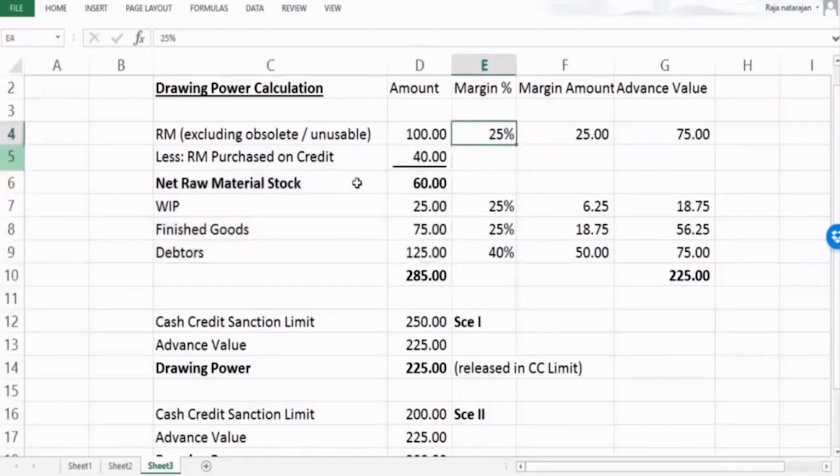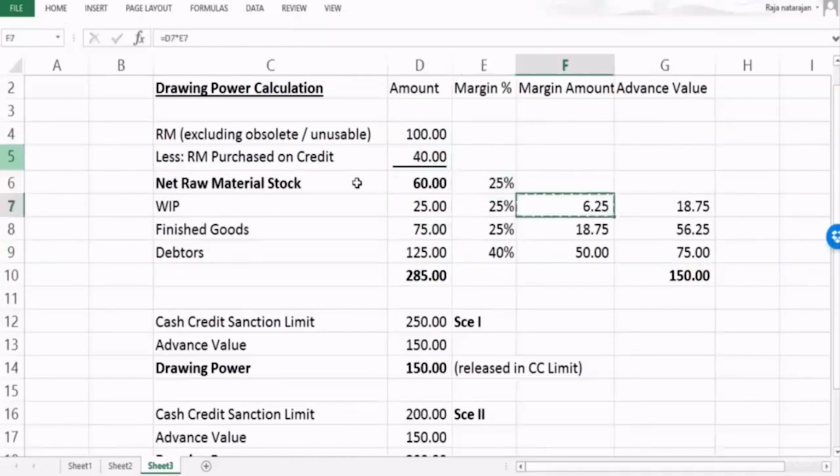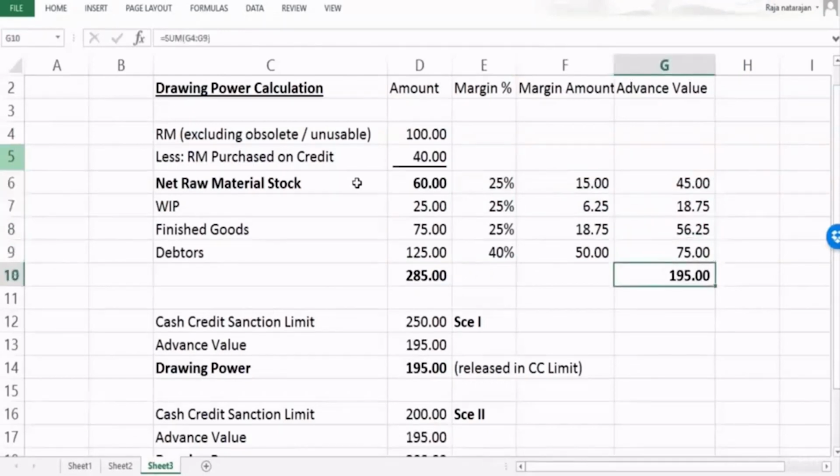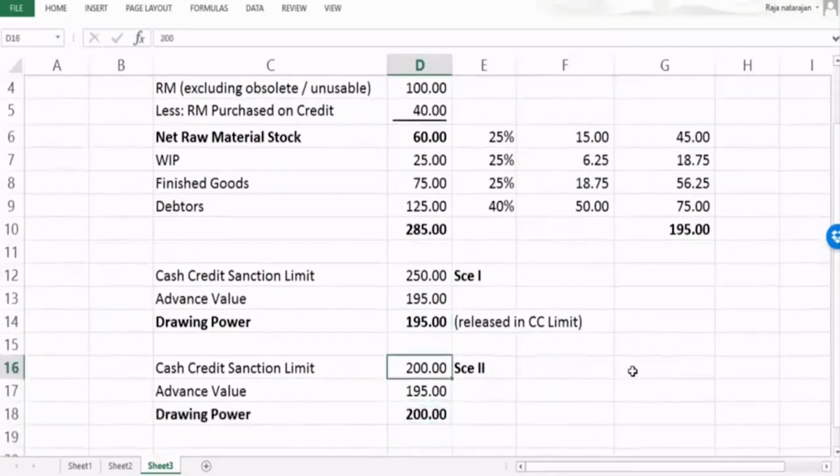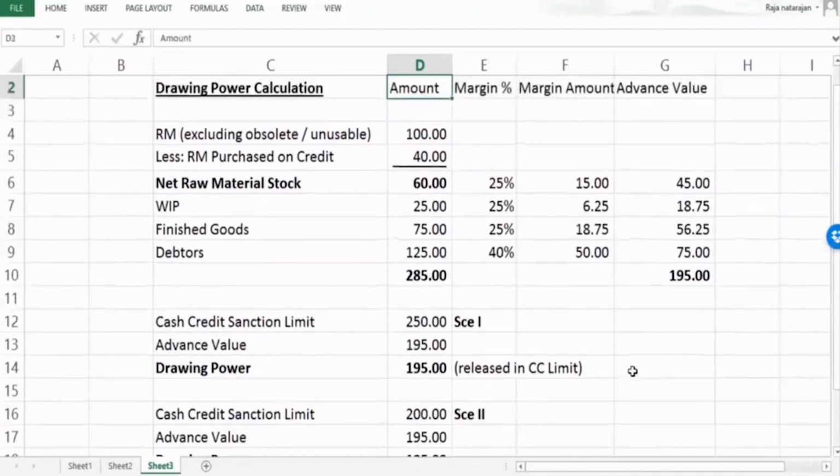So let's shift the calculation from here to here. That is a 25% margin, and the margin amount is going to be 60 into 25%, 15, and the advance value is going to be 60 minus 15, 45. So if you notice, the advance value has come down. Earlier the advance value was higher, but now it has come down to 195. And if the sanction limit is 250 and the advance value is 195, then the drawing power will get reduced to 195. And in scenario 2, again, when the sanction is 200 and the advance value is 195, we have to go for whichever is lower, that is only 195. So that is one critical point that we have to keep in mind.